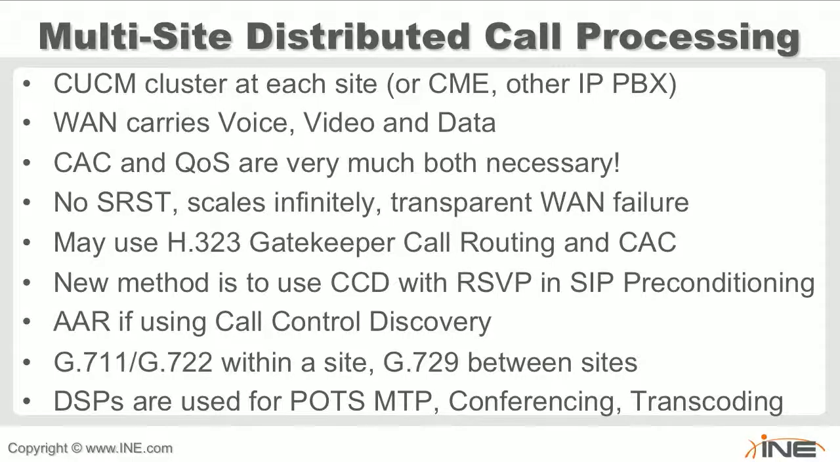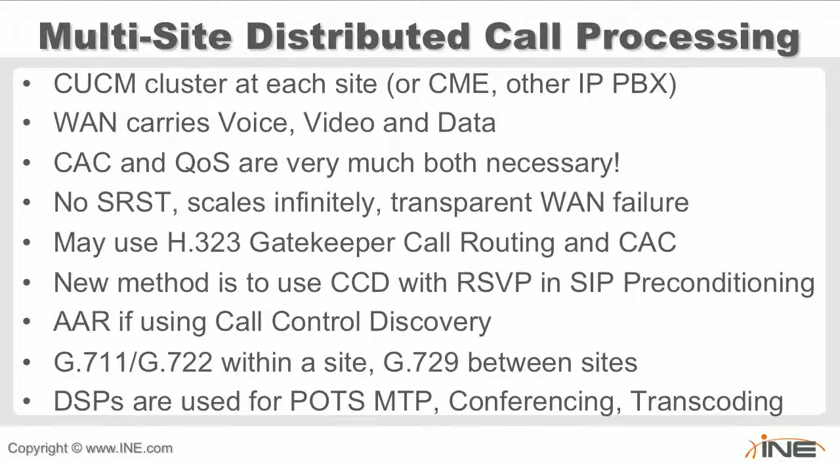Again, a number of the same things occur as with a multiple site with centralized call processing, such as the WAN carrying voice, video, and data. Quality of service and call admission control are very necessary. Now, with this, you have no SRST. Now, the idea is not that any branch offices that don't have the cluster there don't need SRST.